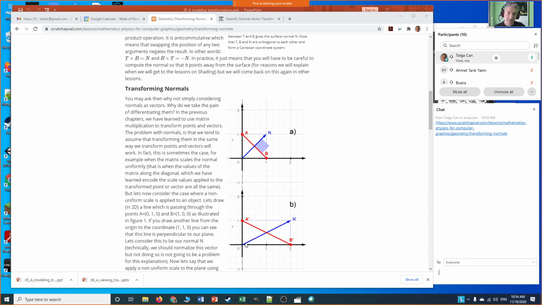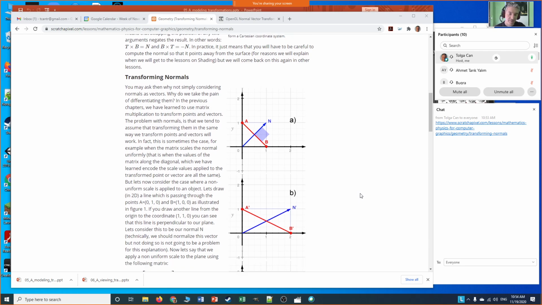And if you do the same thing on the normal vector, 1, 1, if you just multiply the x-coordinate by 2, it will be the vector 2, 1. If you draw the vector 2, 1 on this plane or on this line segment, as you can see, it no longer represents the normal vector of this line correctly. So non-uniform scaling destroyed our normal vectors as well.